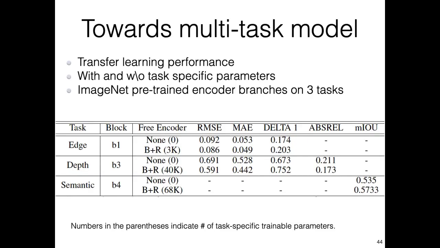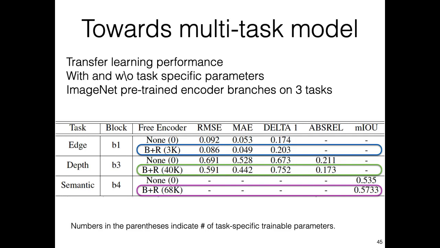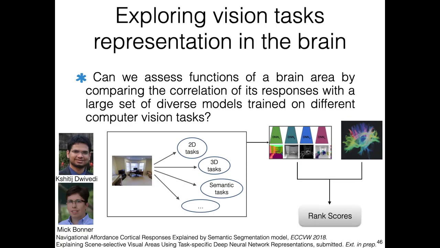So here we measure again the transfer learning performance with and without task-specific parameters, and again with ImageNet as the core network, pre-training the encoder, and branching on 3 different tasks. And what we see again is that with the modulation we have better results than without modulation, of course, because it's more adapted to this task, but still with all this massive core network that is shared across all the tasks.